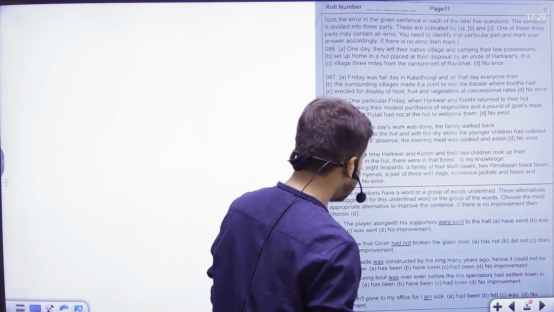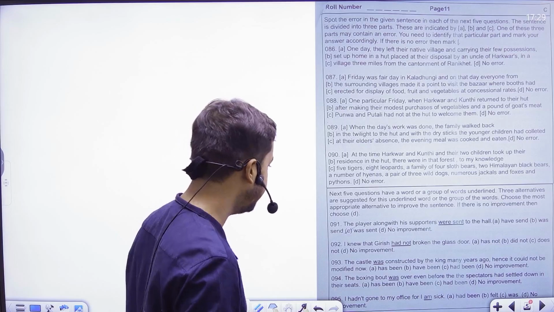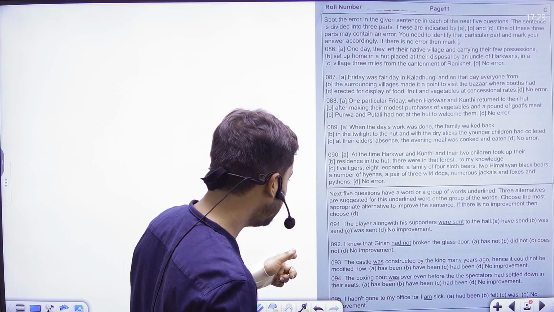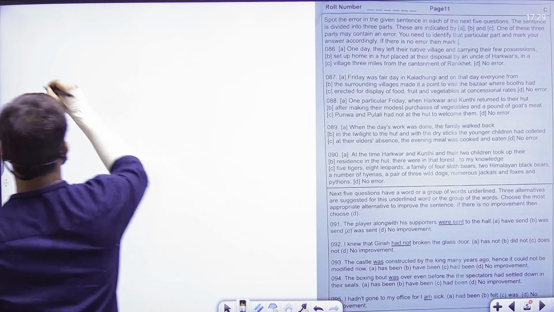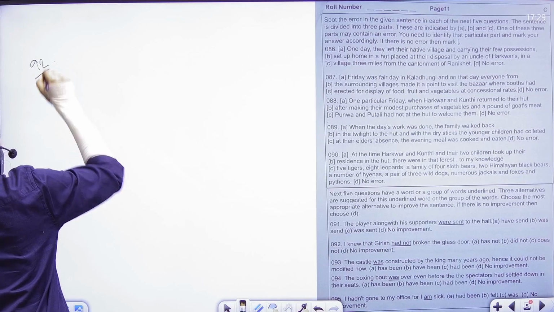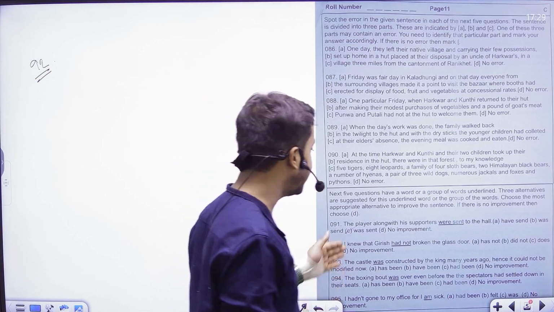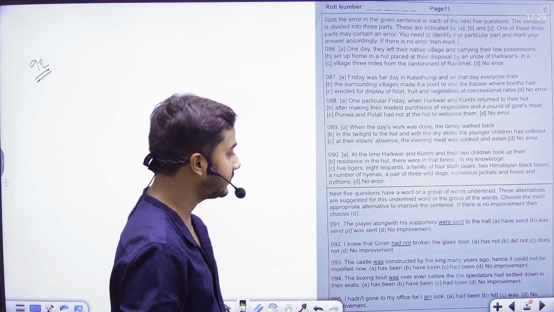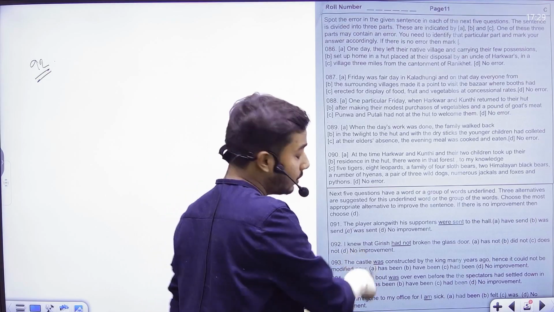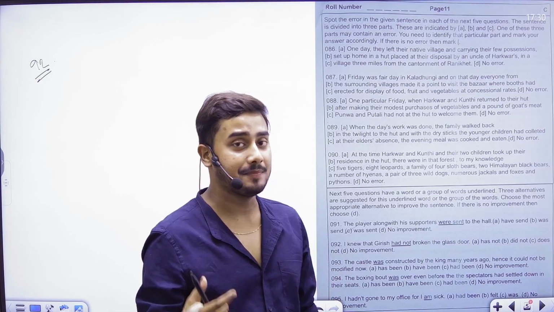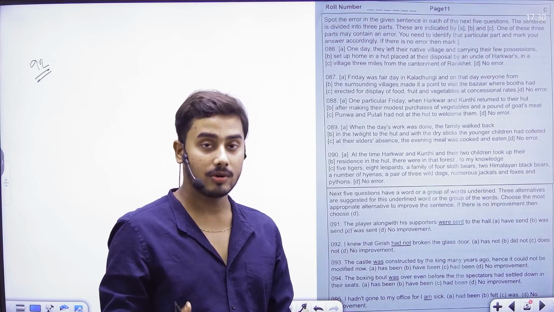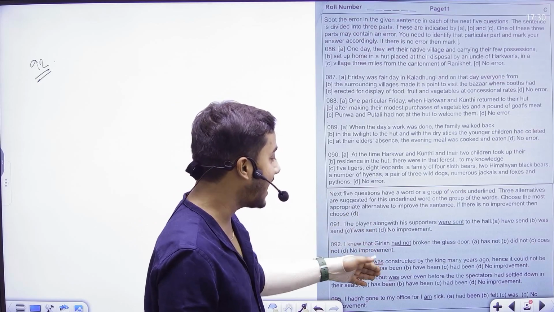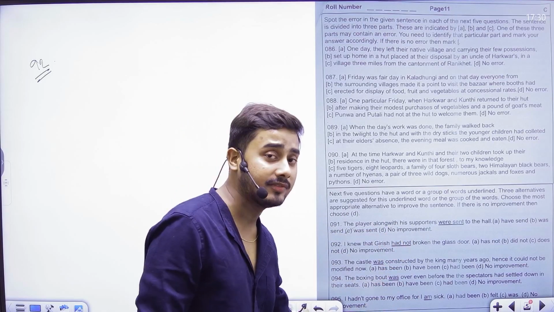So in here, let's take the question number 92. So I'll just read the question out to you. I knew that Girish had not broken the glass door. So if you look at it, I knew. So I knew is basically the past form of the verb know, right? And it's a simple past form. So I knew that Girish had not broken the glass door, had not being the verb underlined.